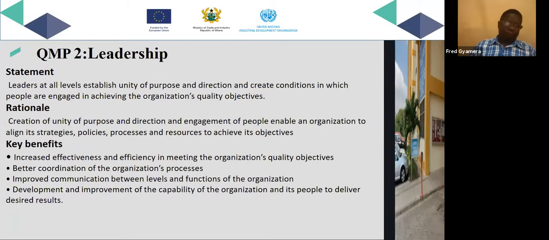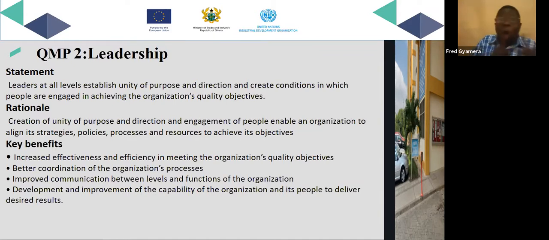2, leadership. Leaders at all levels establish unity of purpose. So when we say, oh, it's our leaders, at which level? That is vague. Leadership at which level? Because it says leaders at all levels establish unity of purpose and direction and create the conditions in which people are engaged in achieving your company's quality objectives.